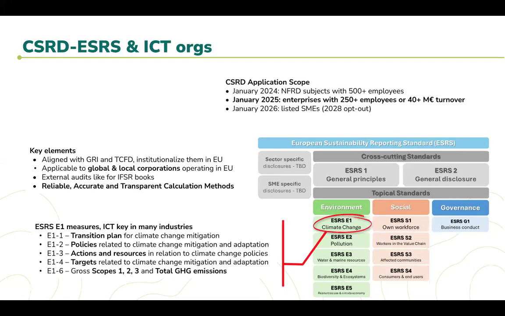What are the policies on which our transition plan is based? What are the actions we are going to take? What are the resources in terms of economic resources? What are the targets that have been set in the transition plan? And most importantly, all the scopes of the GHG emissions have to be included in these reports. So scope 1, 2, and scope 3. Please change the slides.